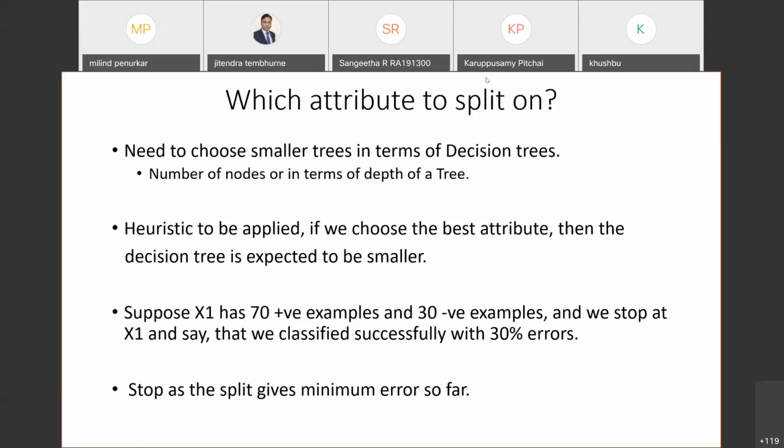So suppose X1 has 70 positive examples and 30 negative examples. Then we stop at X1 and classify it with 30% errors. That's what we say. And so we stop as the split gives me the minimum error so far. So this is the split that we get after expansion of the entire tree.